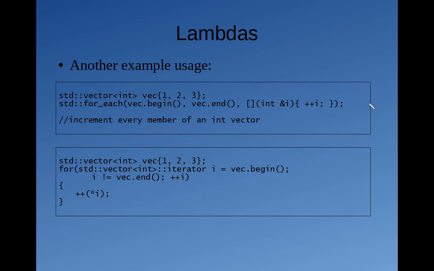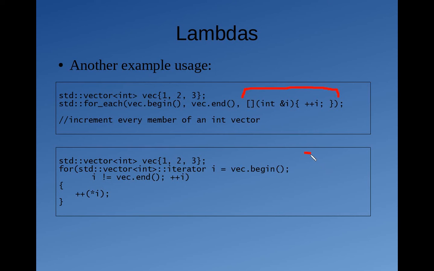Okay, so let's look at another example usage of a lambda function. Here we have a vector of ints, just 1, 2, 3, and we're invoking std::for_each on the whole range of this vector. We're passing std::for_each a lambda directly in the call. As a parameter, we have int ref, so that's getting a reference to an element in the container. And then in our lambda body, we're incrementing that element. This has the effect of incrementing every element in that vector.